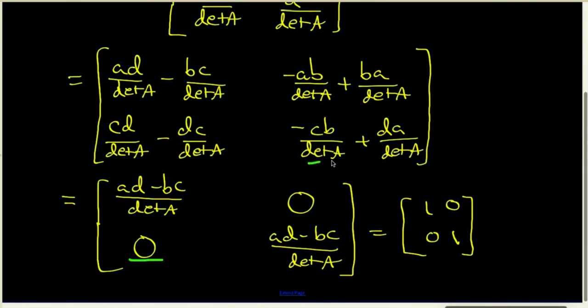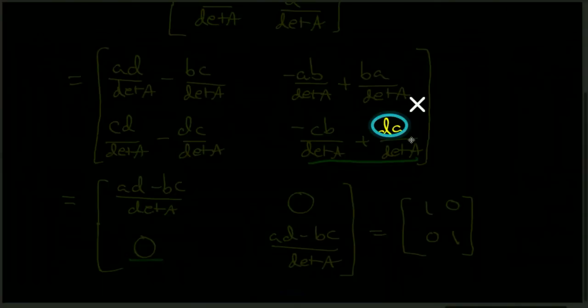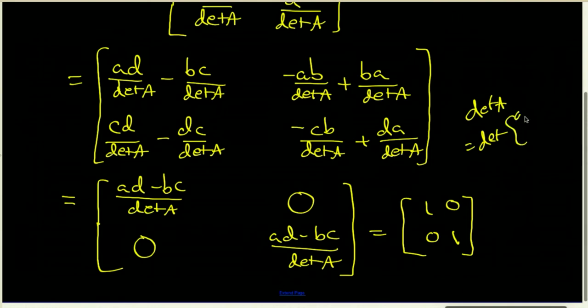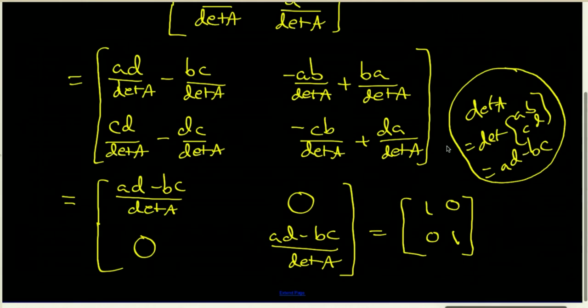If I clean this up and put this term first, I'm going to have something that boils down to AD minus BC over the determinant of A. And what I want to do is remember that the determinant of A, the determinant of the matrix A, B, C, D, is AD minus BC. And this fact here is how come this entry and this entry both become 1.